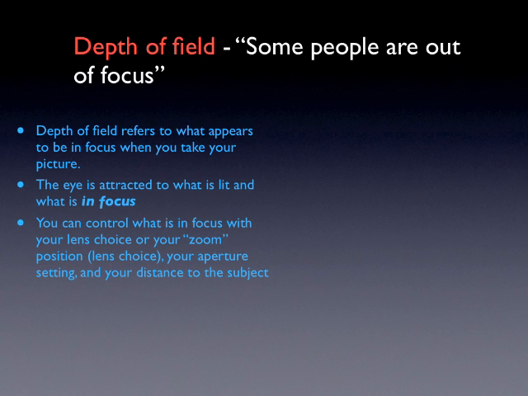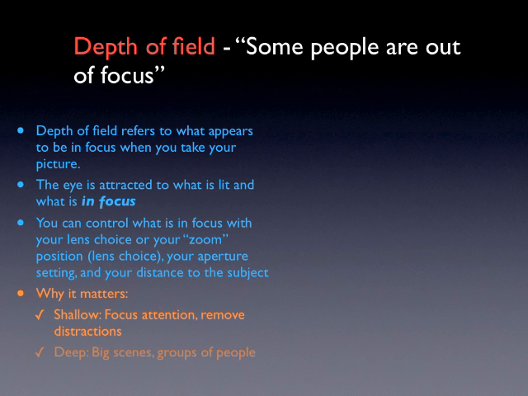So if we want people to look at stuff, it better be in focus. You can control what is in focus with three things: your lens choice or zoom position, wide angle or telephoto; your aperture setting, wide open or closed down; and your distance to the subject, close up or far back. Why does it matter? With a shallow depth of field, you're removing distractions. If you want people to focus on one aspect but not others, put the other things out of focus. A big depth of field is important when you have groups of people or a scene. You want everyone to be in focus.